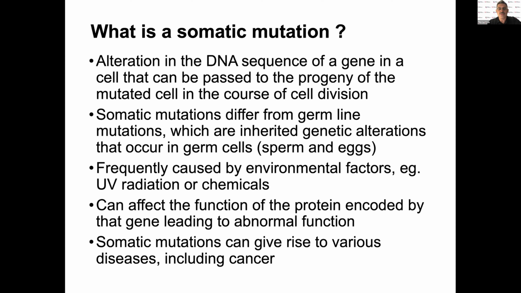What causes somatic mutations? Frequently they're caused by environmental factors, like, for example, exposure to UV radiation or chemicals that can cause mutations, changes in the DNA sequence. And as Mike shared with you, they can affect the function of a protein encoded by that gene, leading to abnormal function. Somatic mutations are known to give rise to a number of different types of diseases, including cancer. And what we're learning now is that somatic mutations are common in vascular anomalies and especially lymphatic anomalies.